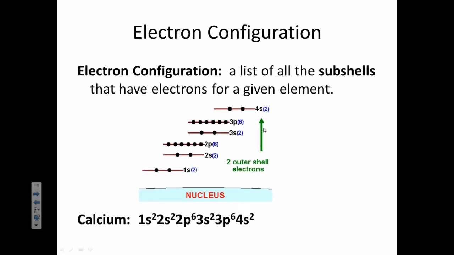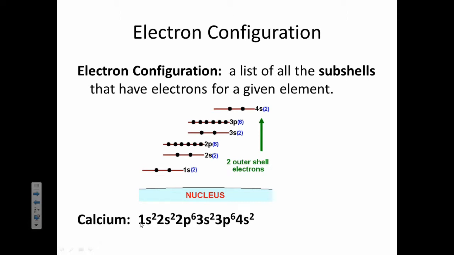Alright, so let's get to electron configurations. Finally, what is it? It's a list of all of the subshells that have electrons for that given element. For example, calcium's electron configuration is 1s2, 2s2, 2p6, 3s2, 3p6, 4s2. What the heck? The numbers that are superscripted tell you how many electrons live in this type of home, and the number out front tells you which shell it's in.